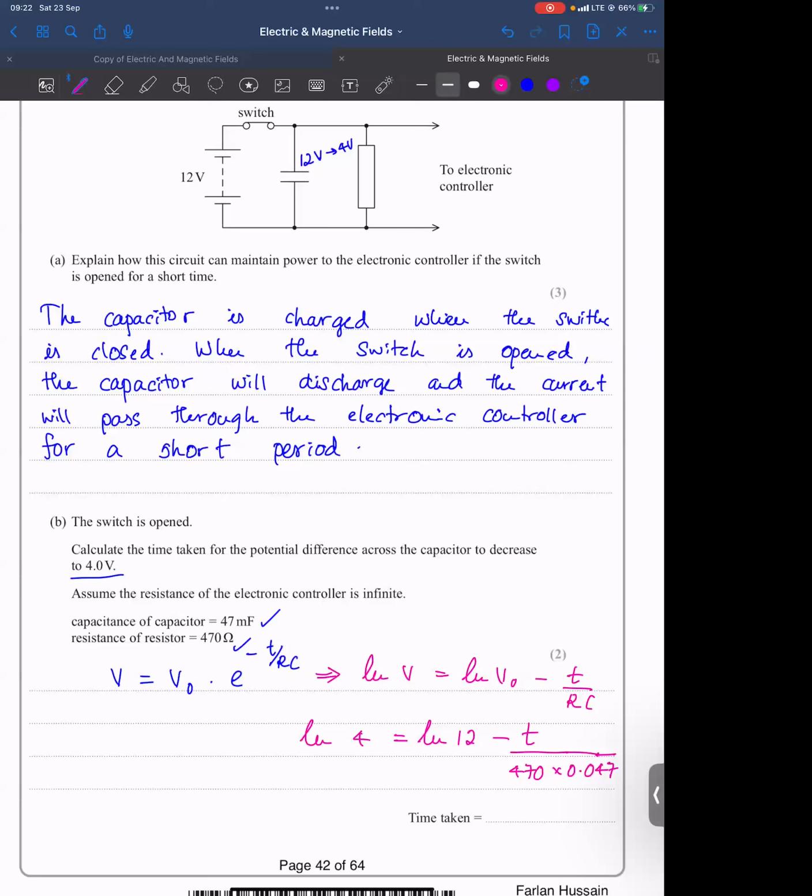So from here, if we make t the subject, it will be ln 12 minus ln 4, multiplied by 470 times 0.047. I'm getting 24.3 seconds. Have you got this answer?